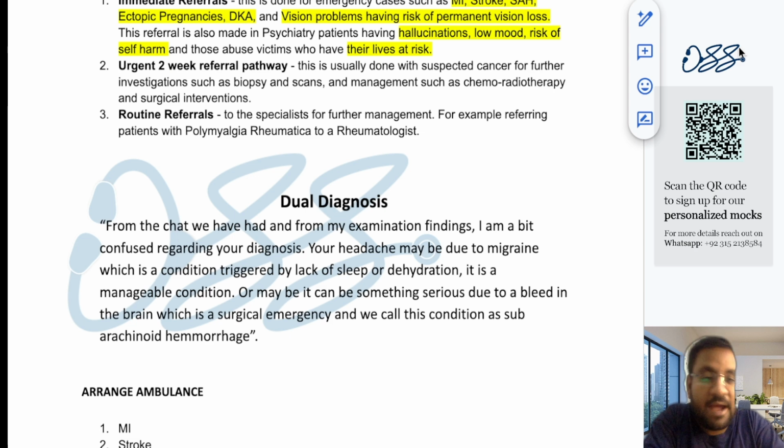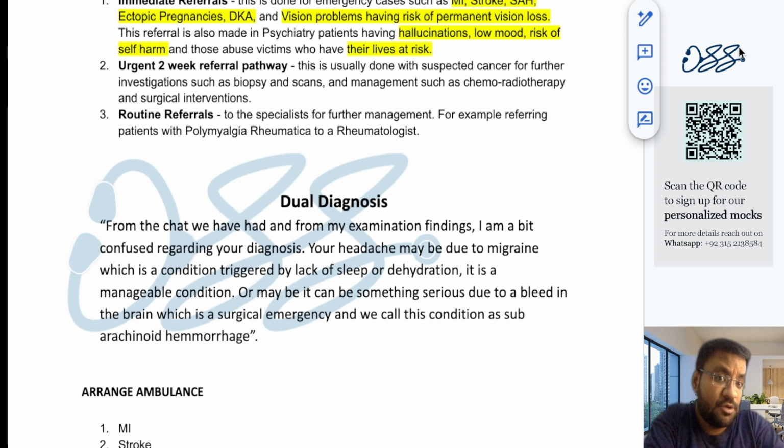So then you would have to do a dual management. Okay, if it's just a migraine, then what we're going to do is just run some investigations and refer you to a neurologist, and meanwhile we're just going to give you some medications for your pain relief, which includes paracetamol, NSAIDs, and a specialized medication called sumatriptan.